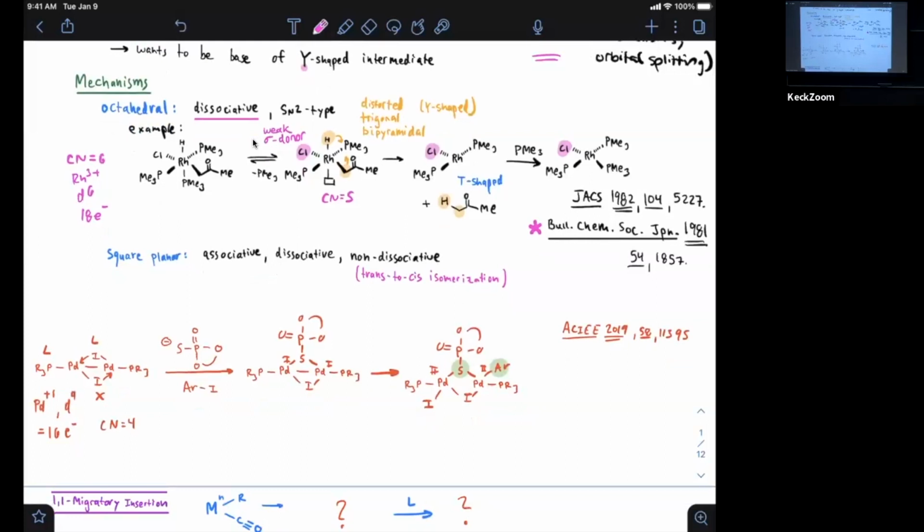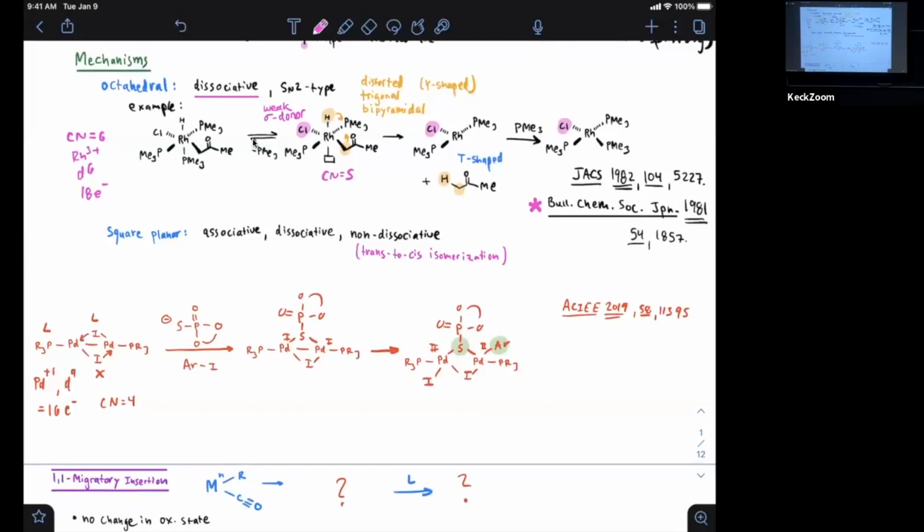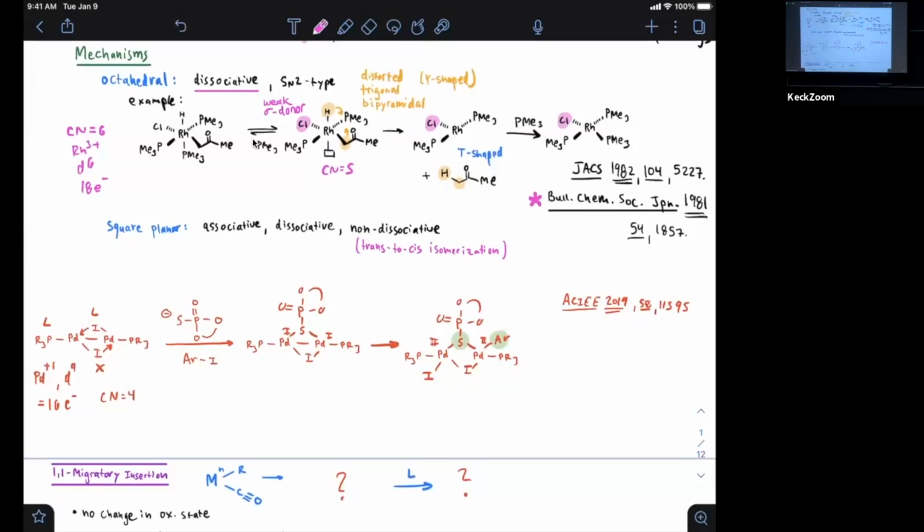But now you have the opportunity to slightly relax the geometry here from what was octahedral to now trigonal bipyramidal. In fact, it will be a distorted trigonal bipyramidal geometry that will adopt this Y-shaped form and bring the hydride ligand in close proximity to the alkyl ligand. Now your most electronegative group, the chloride, which happens to also be a weak sigma donor, is at the base of the Y-shaped geometry. That triggers reductive elimination to give a T-shaped form that then can reassociate the lost ligand to get to, let's do this one together, four coordinate. Rhodium 1, d8.